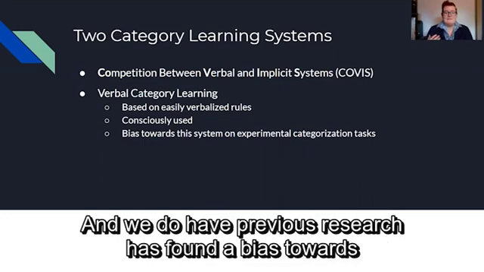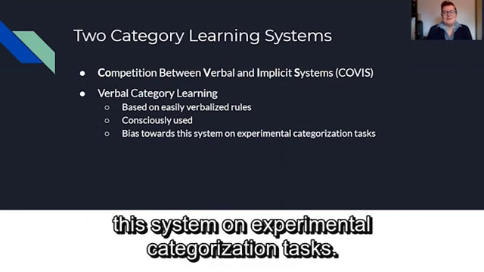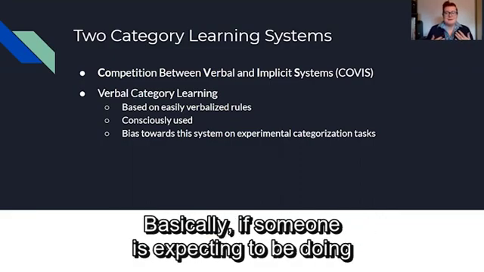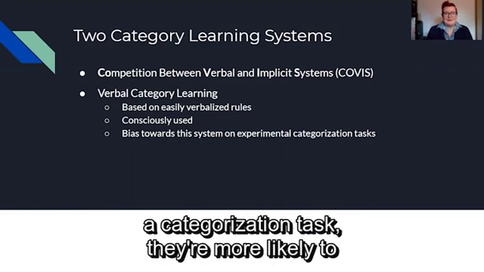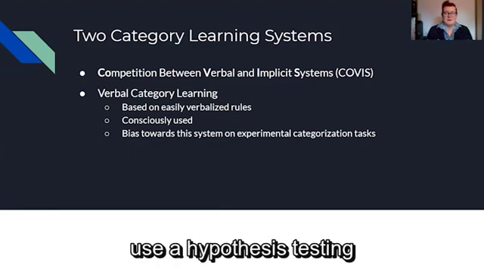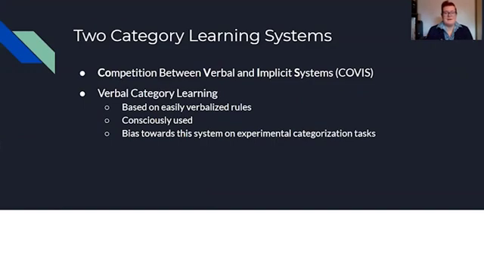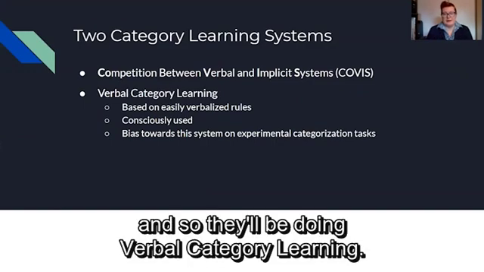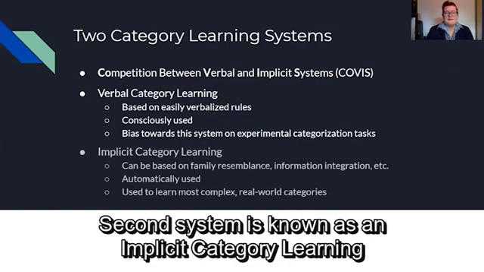And previous research has found a bias towards this system on experimental categorization tasks. Basically, if someone is expecting to be doing a categorization task, they're more likely to use that hypothesis testing, and so they'll be doing verbal category learning. The second system is known as the implicit category learning system.